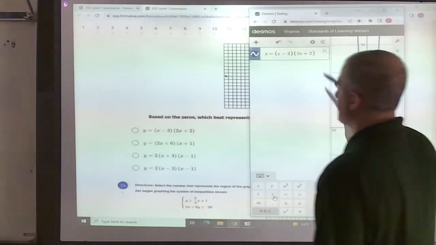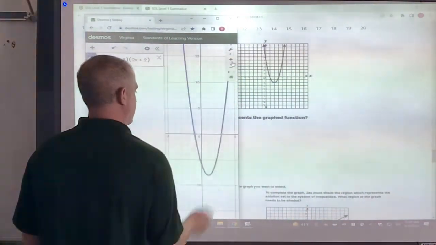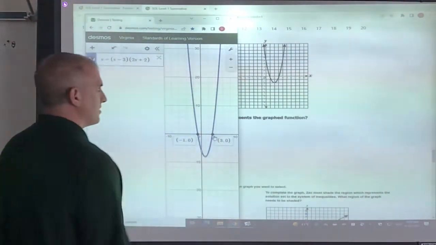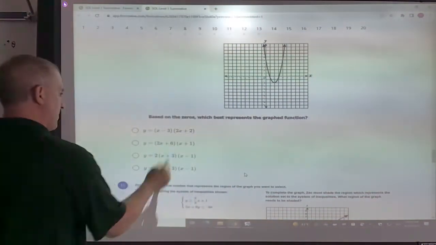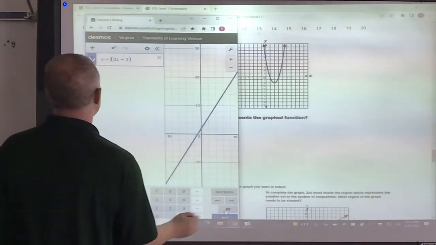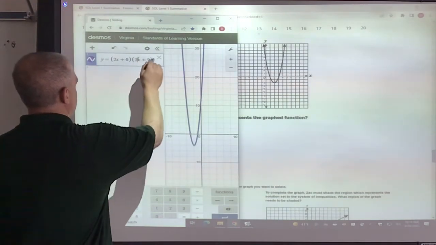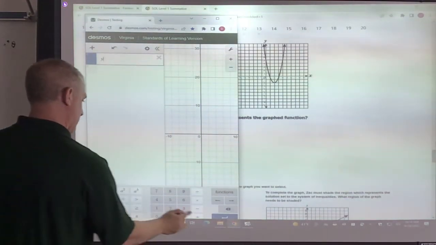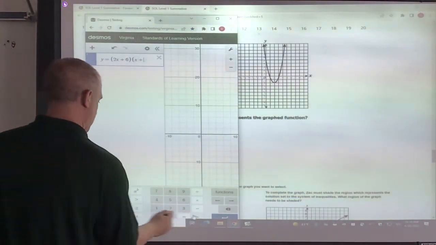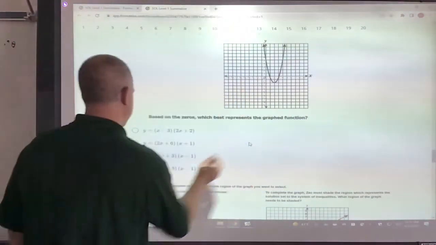Now, if you look at my picture, I might zoom in a little bit so I can always hit that home button so you can see. Crosses here, crosses here. Does that match up? It does not. That can't be the answer. Let's put in 2x plus 6, x plus 1. If you notice, that crosses over here, so that's not the answer.